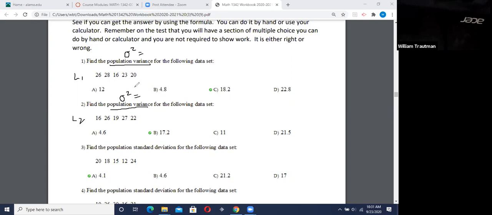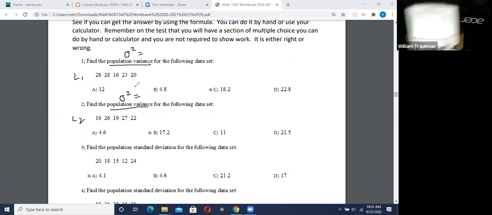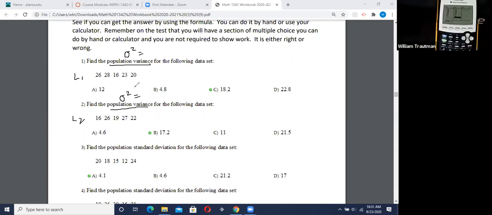L1: 26, 28, 16, 23, and 20. L2: 16, 26. All right, I have my data in L1 and L2. Since we're doing population variance, we're going to take the answer to one decimal place more than the data, so the answer is going to be one decimal place.